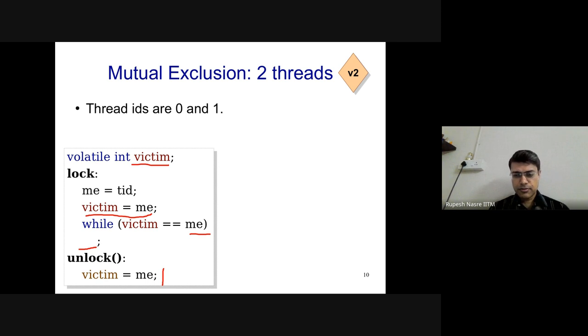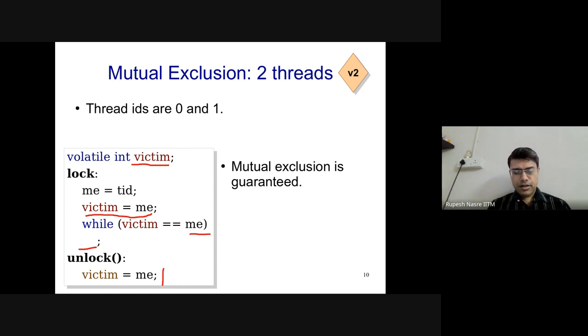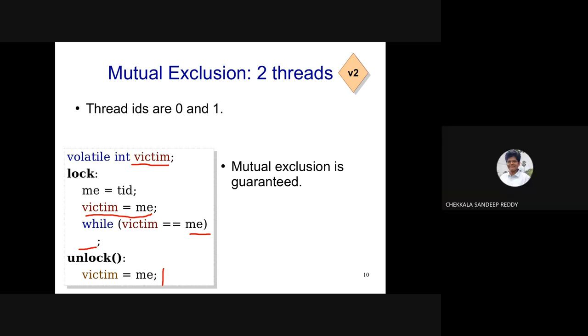What are the issues? Deadlock. Okay. Volatile reads writes are slow. Okay. So, Sandeep, what do you mean by deadlock here? Sir, I guess if two threads are executing this and two threads keep the... Okay, let me read this.